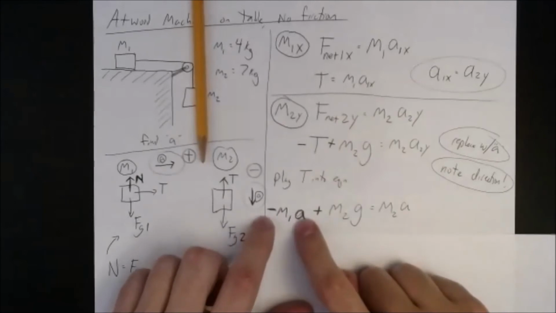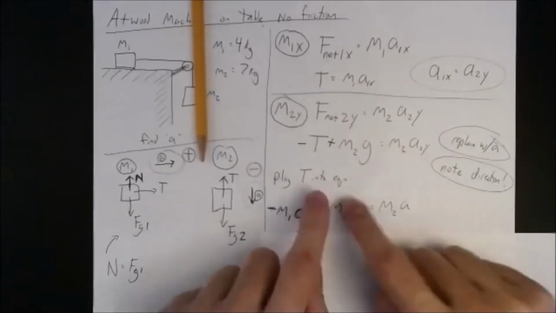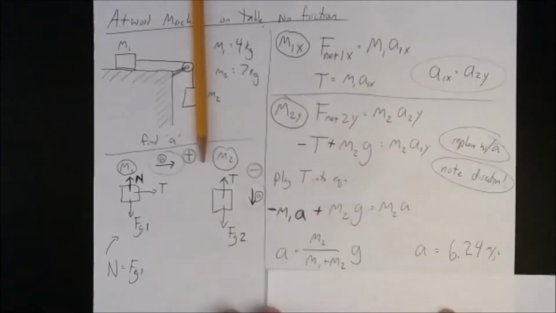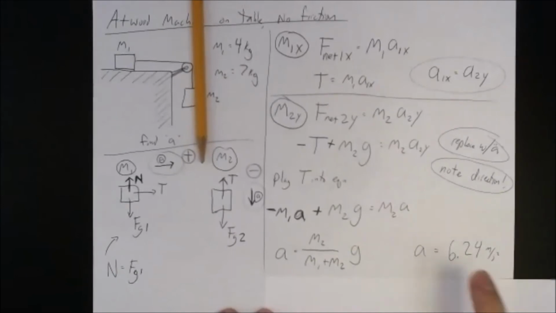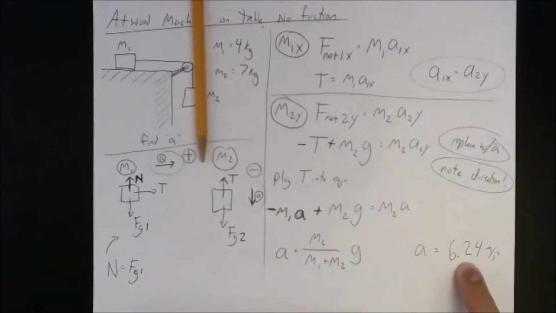Well, that's just algebra. Get all the things with a to one side, get all the things without a to the other side. Solve for a. I get m2 over m1 plus m2 times g is equal to the acceleration. And the acceleration is 6.24 meters per second squared.